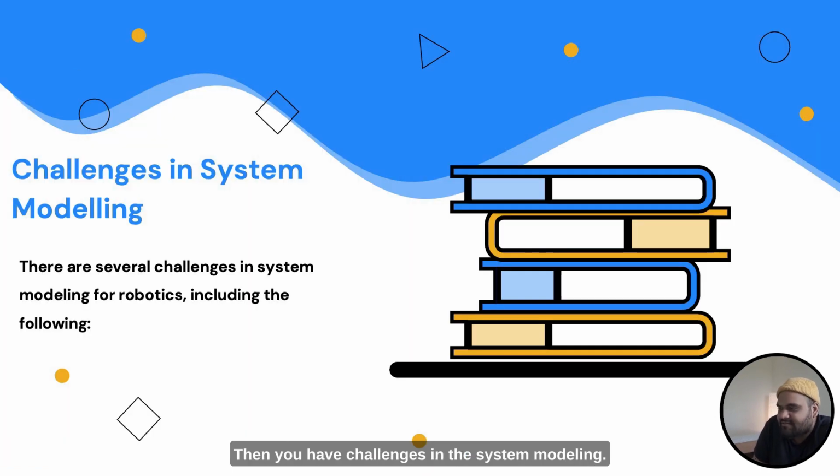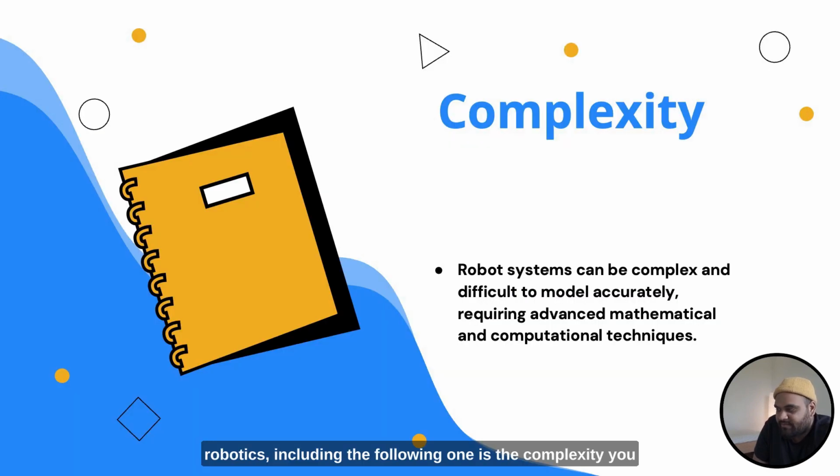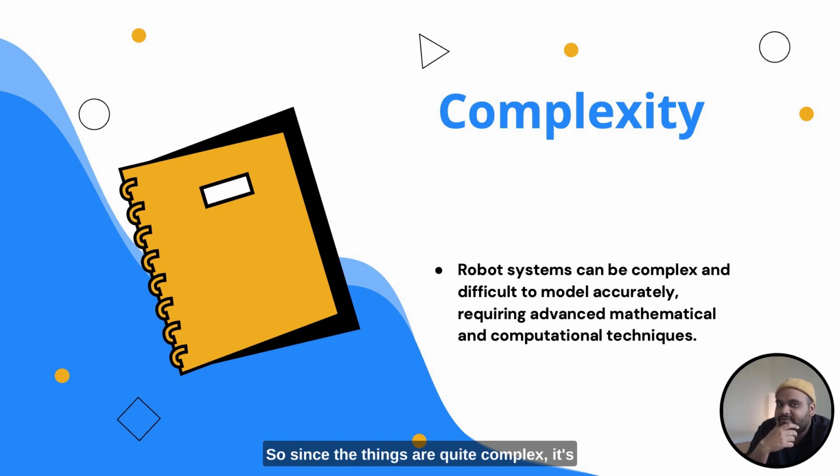And then you have challenges in system modeling. There are several challenges in system modeling in robotics, including the following. One is complexity. When we talk about robots, it means that you need to have mechanical engineer, electronics engineer, and software engineer knowledge for all of these things, and you need to know what exactly is happening. And that's where complexity comes in. Since things are quite complex, it's not easy for everyone to do it. So a robot system can be complex and difficult to model as well.